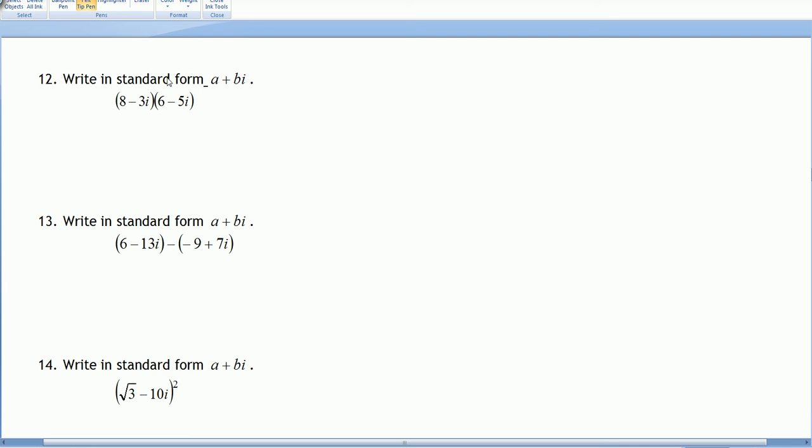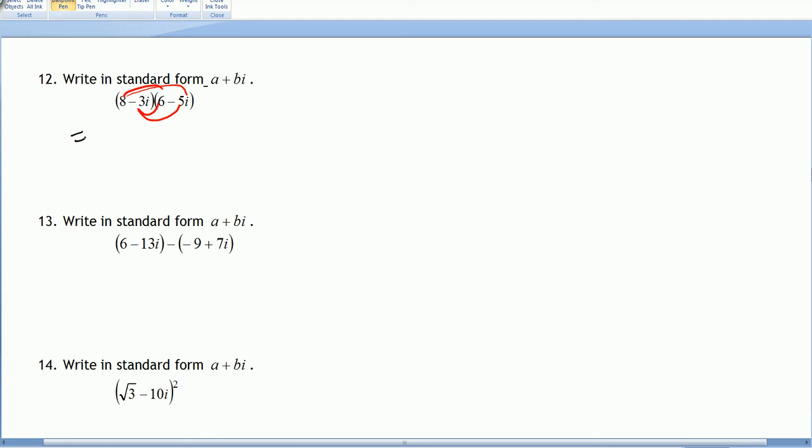Write in standard form a plus bi. So we have a product of 8 minus 3i and 6 minus 5i. We just multiply, so just distribute, FOIL. 8 times 6, 8 times negative 5i, minus 3i times 6, minus 3i times negative 5i.